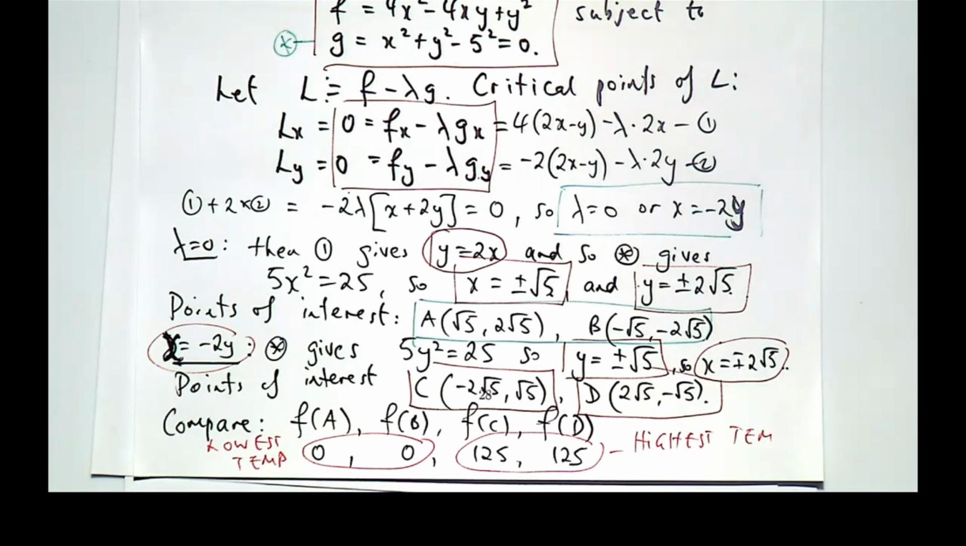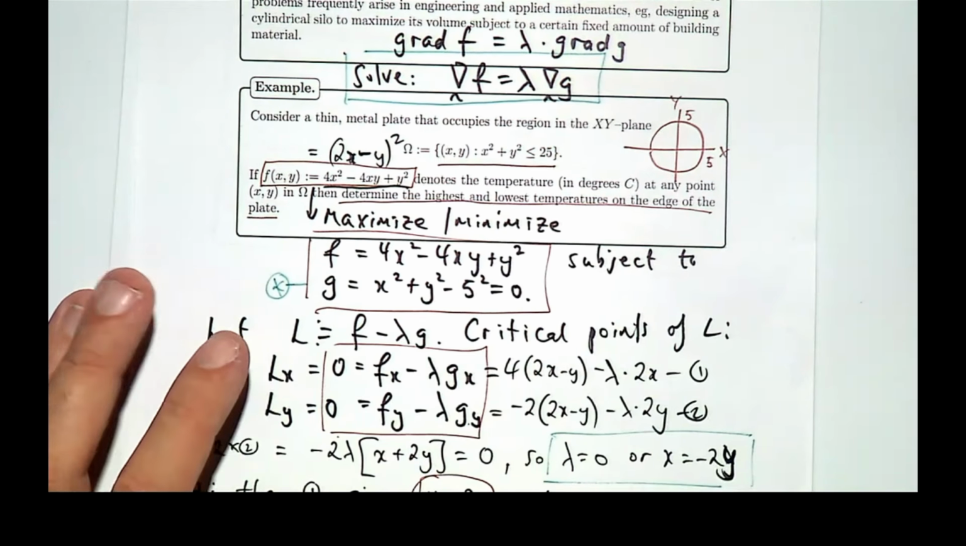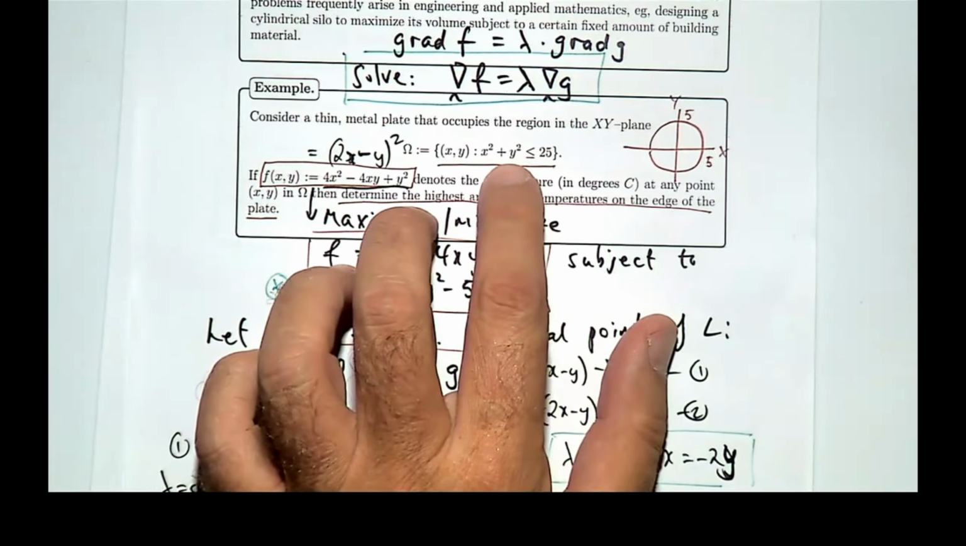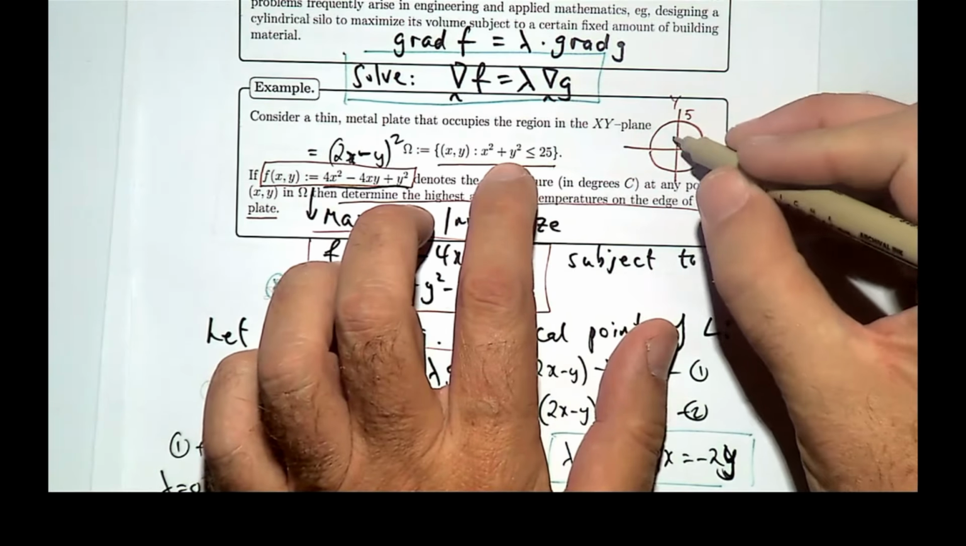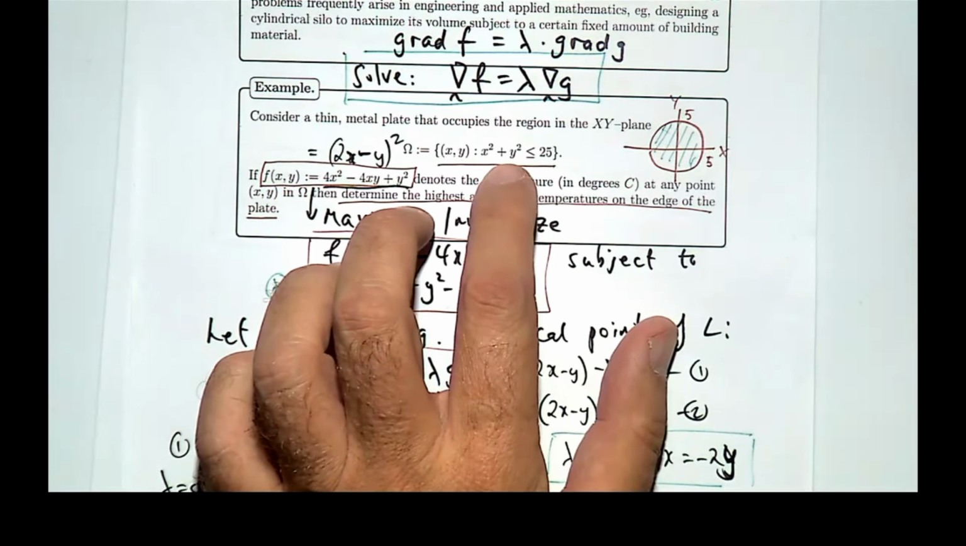I was just wondering, the question said that we had a disk as opposed to like a circle. Is there some way that we compensated for things on the inside of the circle rather than just the edge? So let me see if I can do this. So this is definitely a disk, right? So I can shade that in, yeah?